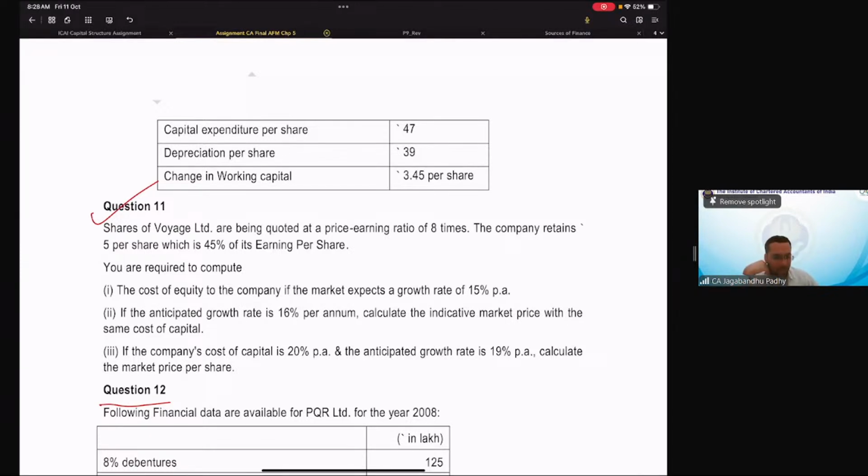Right now, let's take a break, and post break, guys, we'll be starting with a new topic, which is portfolio management. We'll be starting with the topic of portfolio management, which will continue for the next sessions. So let's take a break now, guys.